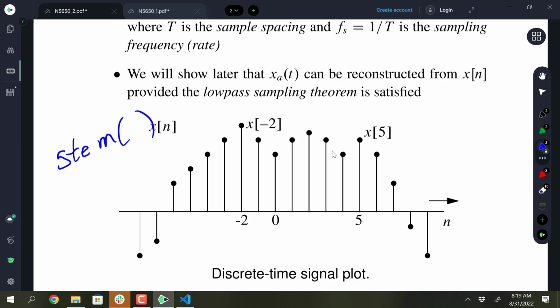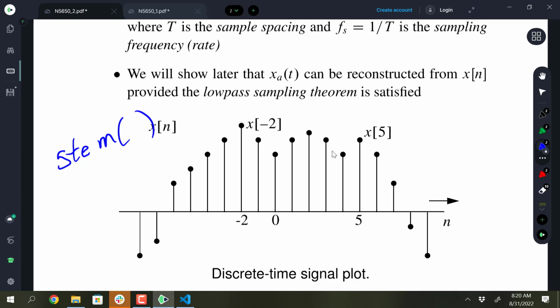A long, long time ago when I first started teaching, this was also called a lollipop plot. I don't think that term is too popular anymore, but it was like a sucker that you would lick, right? And it would look like a bunch of lollipops along the axes. That sounds really weird, I know, but they used to refer to it as that.